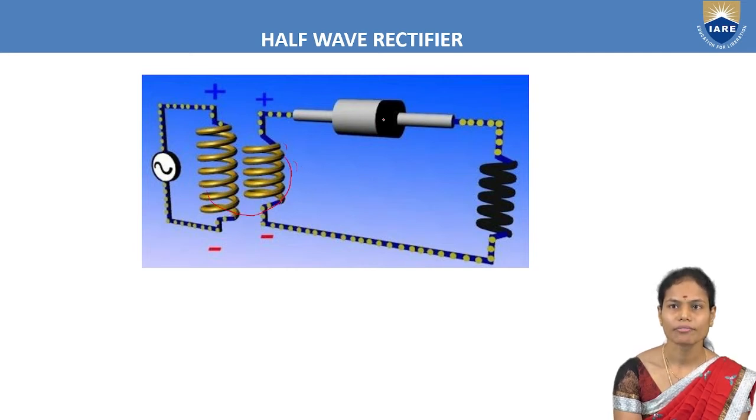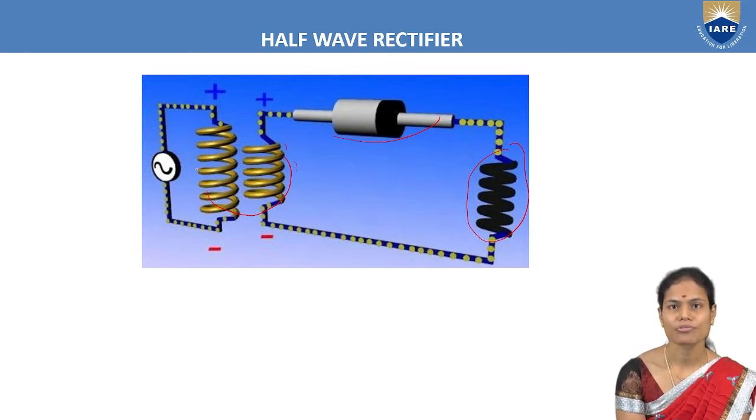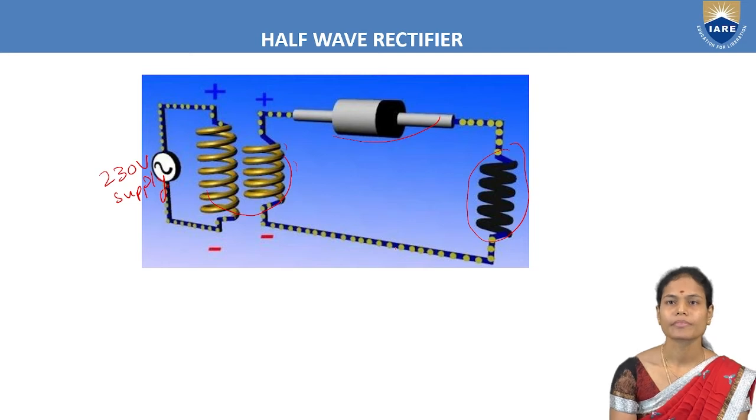Okay. And one PN junction diode. This is the PN junction diode, and one load resistor in order to control the flow of current in the circuit. And for the transformer, we are providing the 230 volts supply. So this is the pictorial representation of the half wave rectifier.